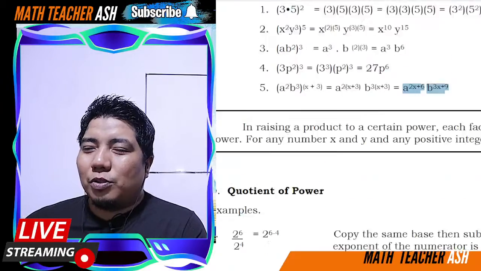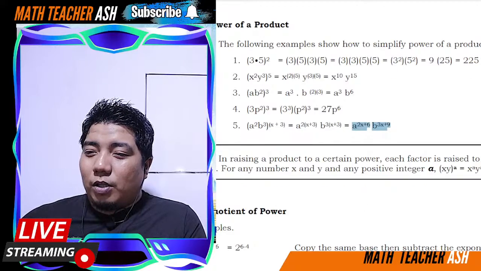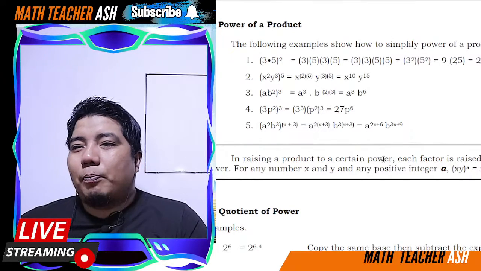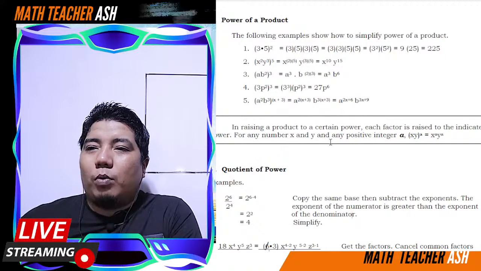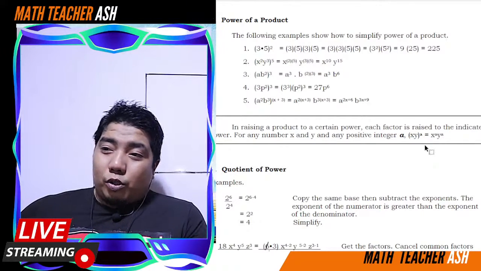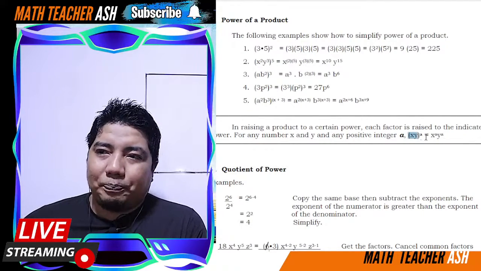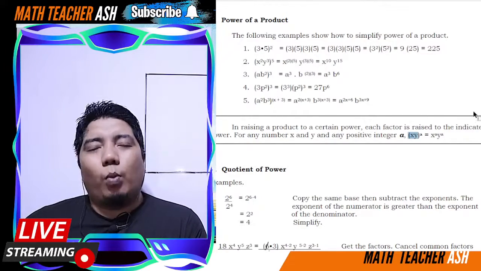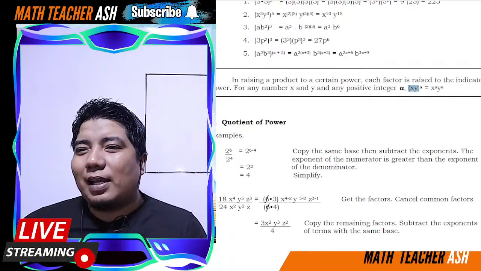Now, let us continue. By the way, ano ba ang pwede nating makonclude sa rule na ito? So, in raising a product to a certain power, each factor is raised to the indicated power. So, for any x and y, and any positive integer a, what you can do here is just distribute the exponents. If you have xy, you just distribute the a to both the x and the y, giving you x to the power of a, y to the power of a. Okay, so napakadali lamang po, my dear math learners.